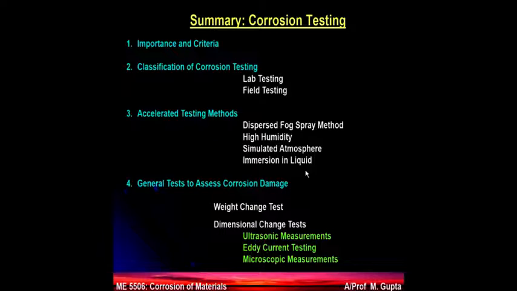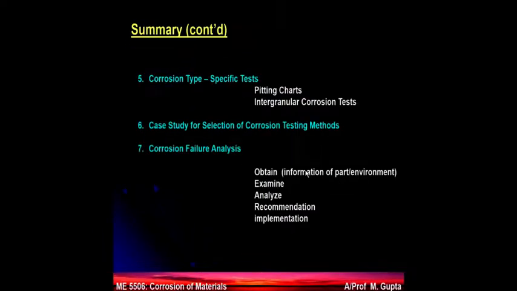And then you have general ways to assess the corrosion damage by the weight change or by dimensional change. Both of them are very important. Then you also have the corrosion type. If you know that your material is subjected to pitting corrosion only, then you focus only on the tests which are related to the pitting corrosion. Then your job is simple.